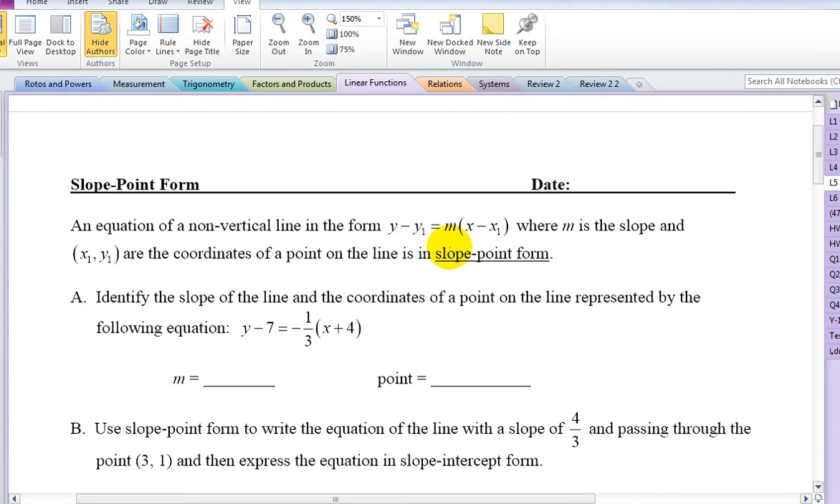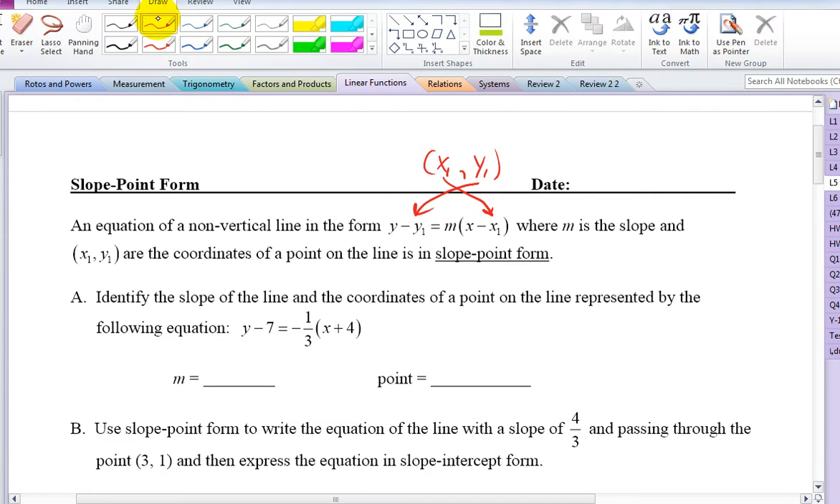we have here a slope point form of the equation. So we have a point x1, comma y1, and the x's go here, the y's go there. Okay, these must be a subtraction. If they're not a subtraction, something has changed. Okay, they must be a subtraction.